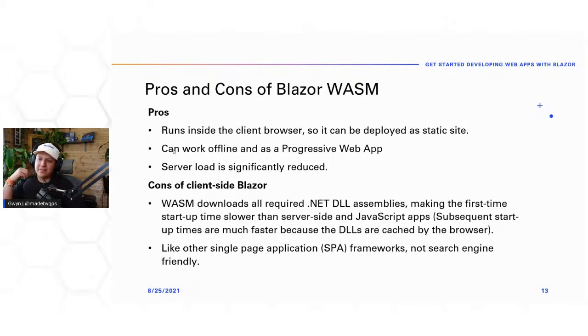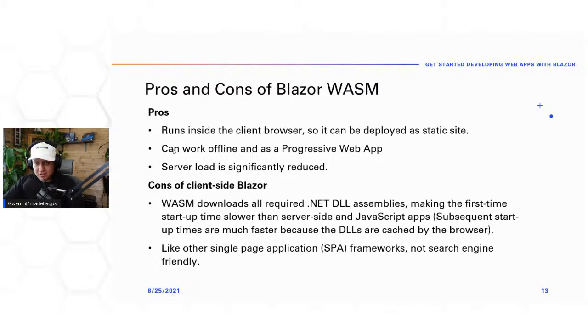Now, the cons of client-side Blazor WebAssembly. When you go to the URL of your application for the first time, it requires that all the .NET DLLs, the assemblies and such, have to be downloaded. That makes your startup time slower in comparison to server-side Blazor and JavaScript applications. But this does get cached, so every time after that, it's going to be much faster.